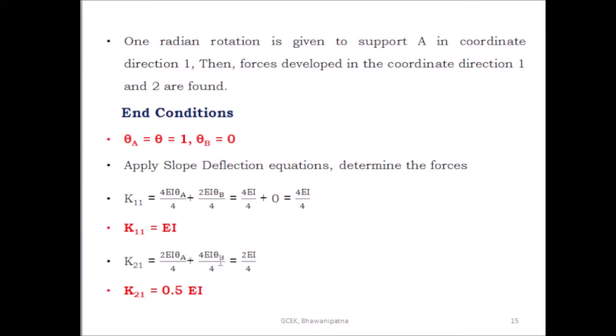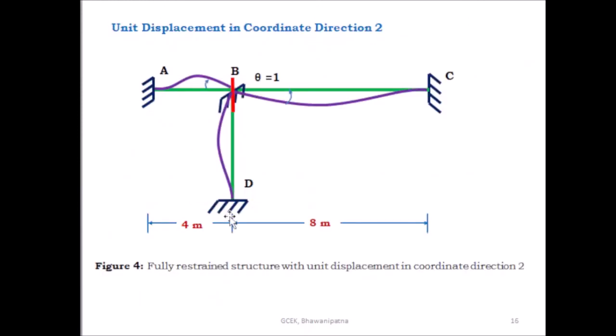So here after putting the values of the end conditions, theta A is equal to 1 and theta B is equal to 0, you will get K21 is equal to 2EI by 4. Then after simplification, K21 is equal to 0.5 EI. Then apply unit displacement in coordinate direction 2.